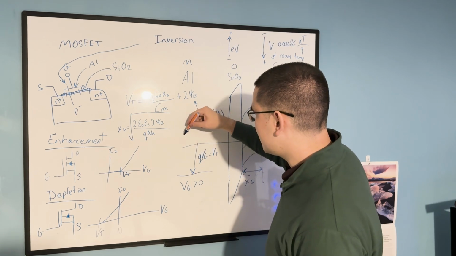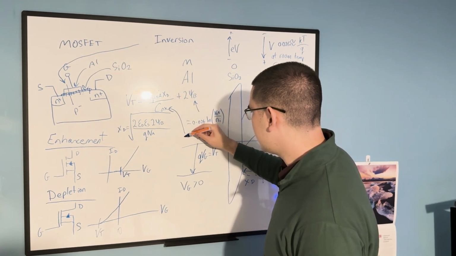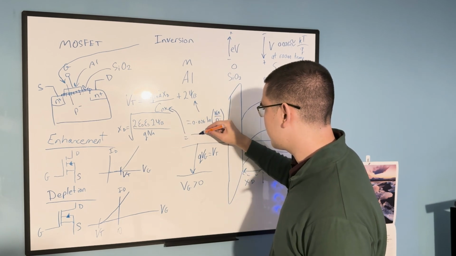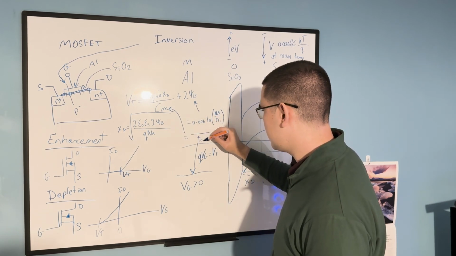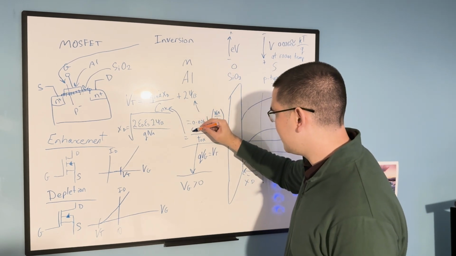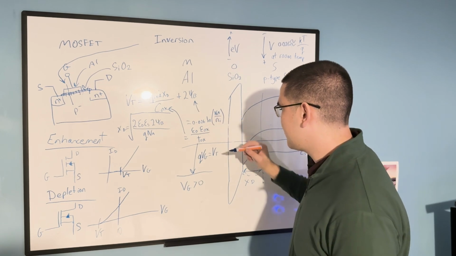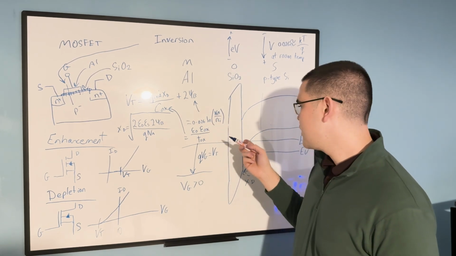And to get the oxide capacitance, that is equal to the thickness of your oxide underneath the relative permittivity once again, and the permittivity of your oxide.